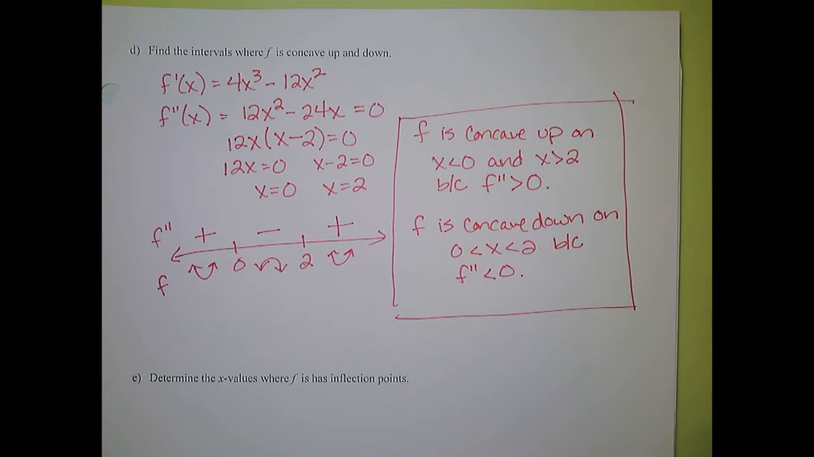Again, make sure you write out your intervals and write out your justification for full credit. The number line alone is not enough justification. You have to state it explicitly.